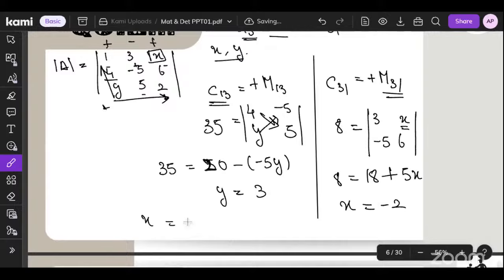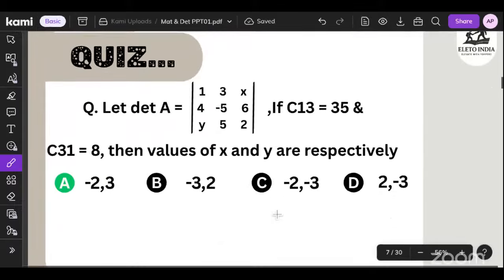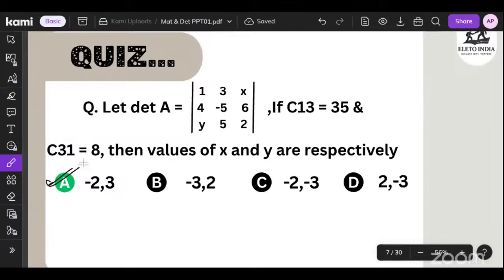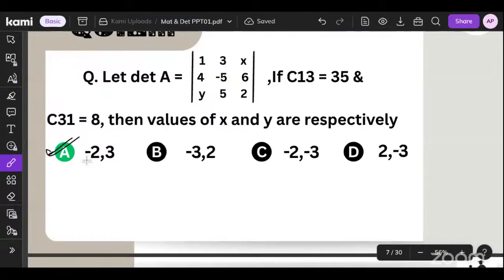Now you found that the values of x and y are minus 2 and 3. And if you see this, your option A is the right answer. Have you got this answer? Option A is the correct one.